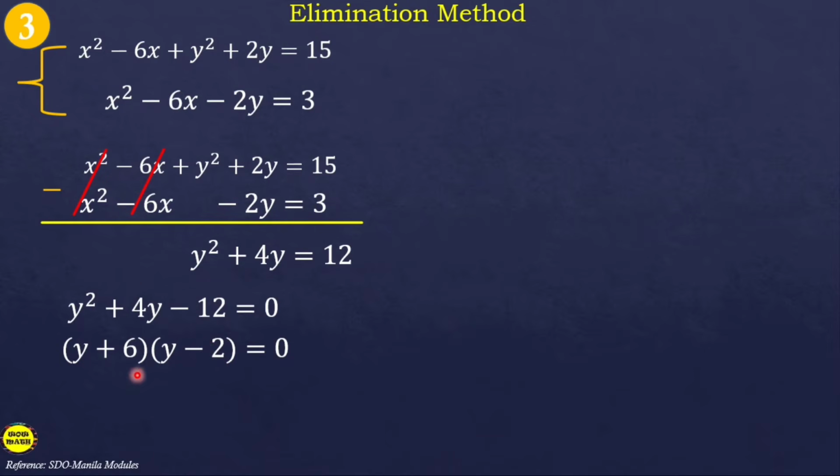Dapat i-check nyo rin, no? So, 6 minus 2, that is 4. Okay? Positive 4. Then, kapag minultiply natin, 6 times negative 2, that is negative 12. And then, solve for y. So, y plus 6 is equal to 0.